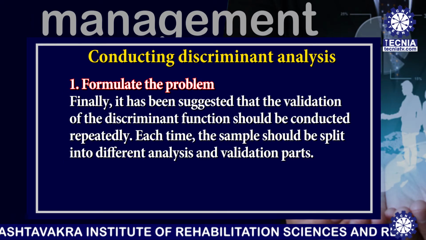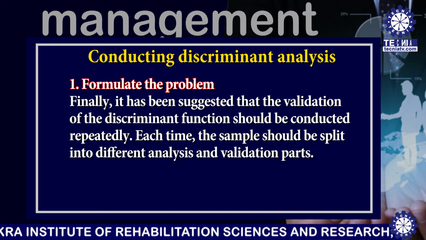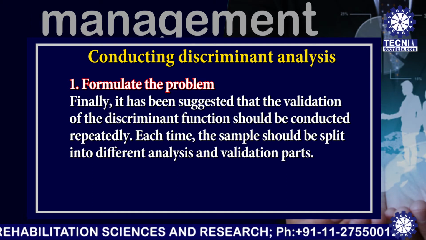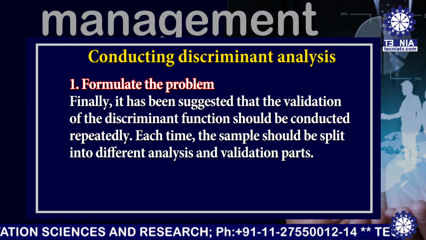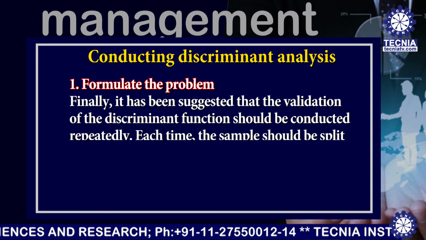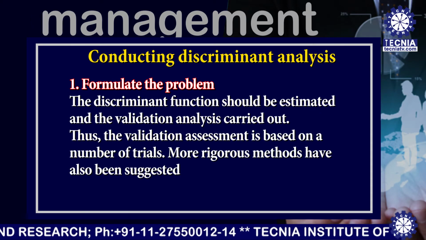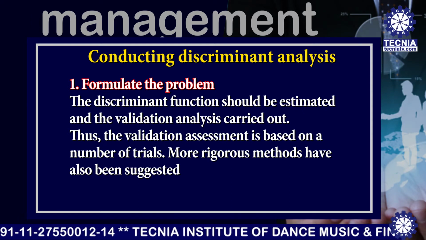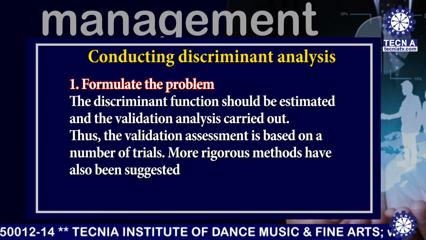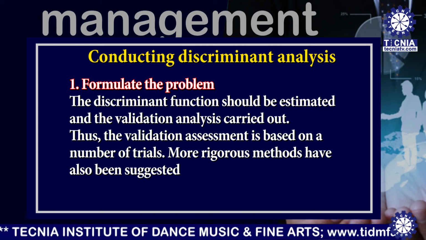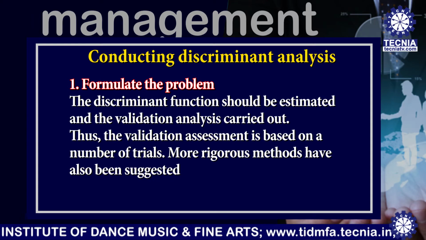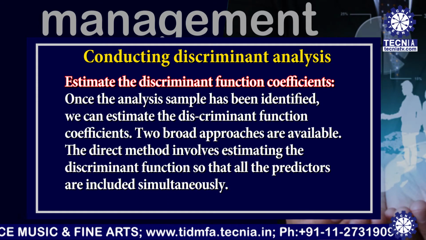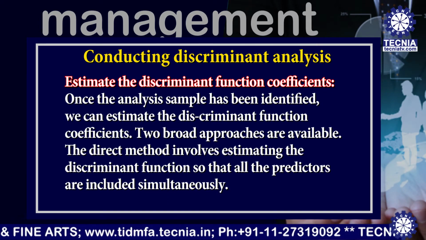Finally, it has been suggested that the validation of the discriminant functions should be conducted repeatedly. Each time, the sample should be split into different analysis and validation parts. The discriminant function should be estimated and the validation analysis carried out. Thus, the validation assessment is based on a number of trials. More rigorous methods have also been suggested. Now, I am explaining step 2, which is estimate the discriminant function coefficient.